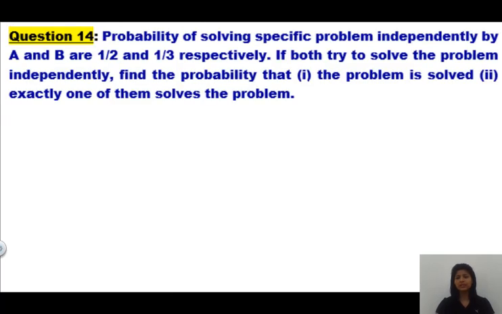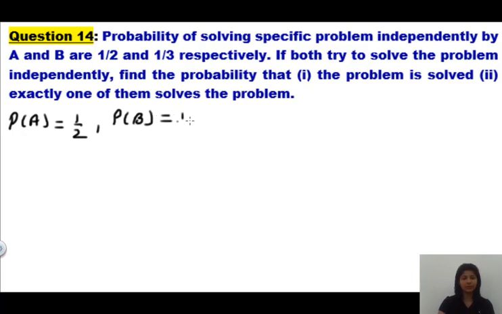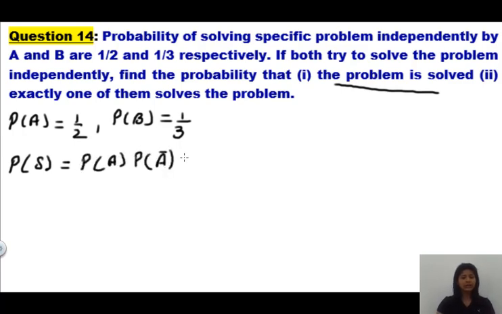Let us move to the last homework discussion problem. Probability of solving a specific problem independently: if A is solving the problem, the probability is half. If B is solving the problem, the probability is 1 by 3. Now, if they both try to solve the problem, in the first case, we have to find that the problem is solved. So, if the problem is solved, that means what? Either A has solved and B did not solve. Or what case we can have? A did not solve and B solved. B is solving the problem, right? Or they both solve the problem. All these cases can be taken.